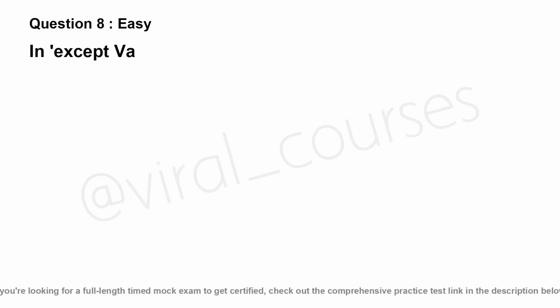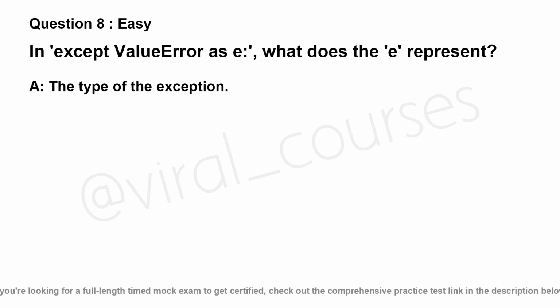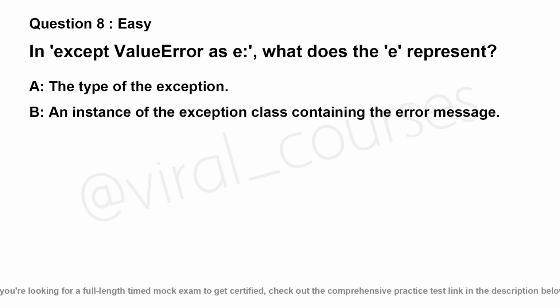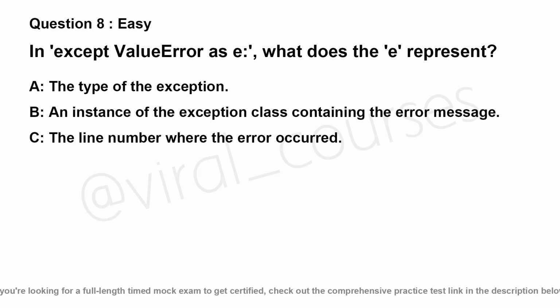In except ValueError as e, what does the e represent? Option A, the type of the exception. Option B, an instance of the exception class containing the error message. Option C, the line number where the error occurred. Option D, the memory address of the try block.